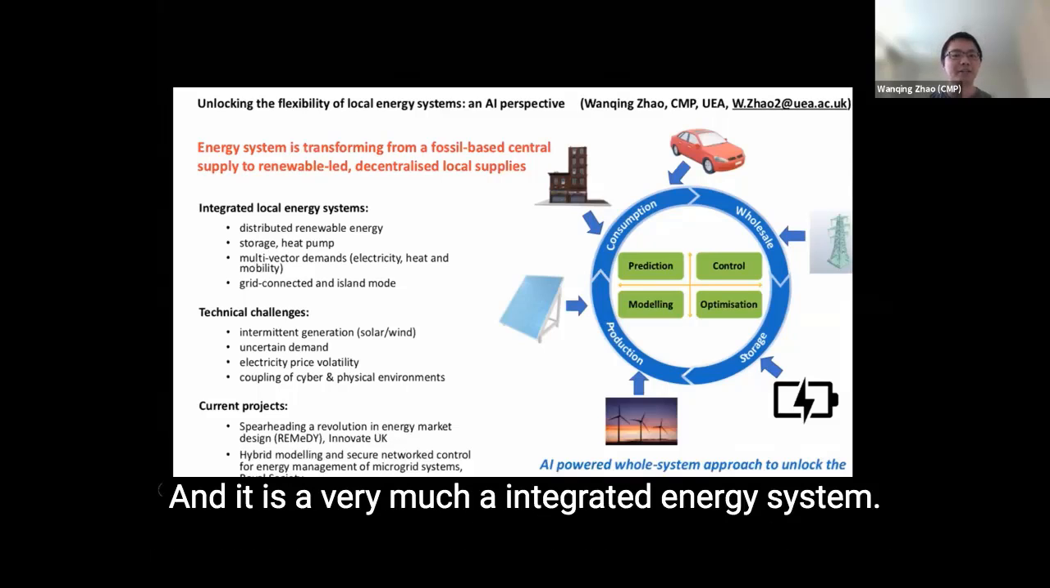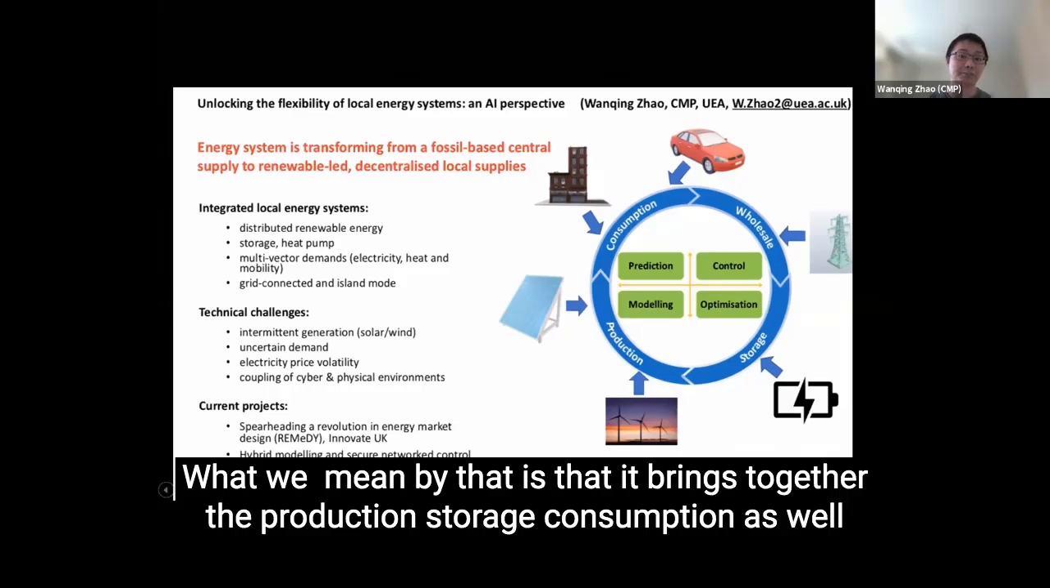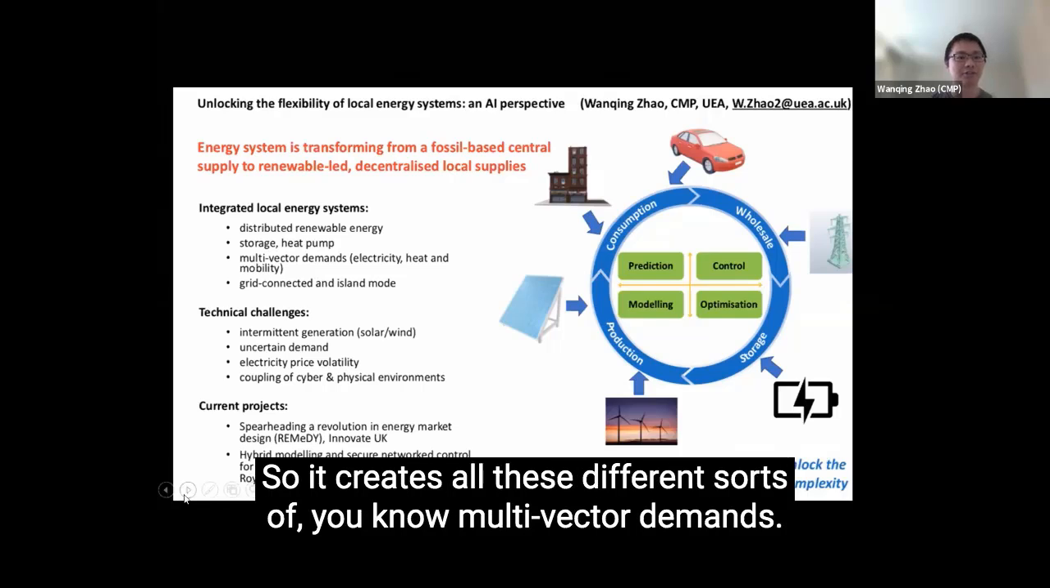It is very much an integrated energy system. What we mean by that is it brings together the production, storage, consumption, as well as the grid. And horizontally, it also integrates the electricity, heat, and mobility. So it integrates all these different multi-vector demands.